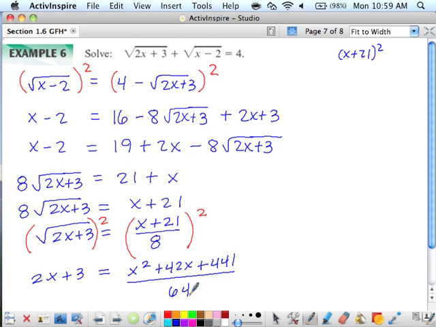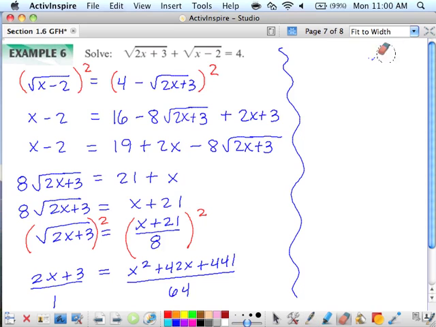It looks terrible, but it's about to get better, I promise. Once you do that, you square both the top and the bottom. Write the left side over 1, and then cross multiply. And things should start to fall out a little prettier for us. So when we cross multiply, we get 128x plus what? 192. 3 times 64 is 192. Equals x squared plus 42x plus 441.